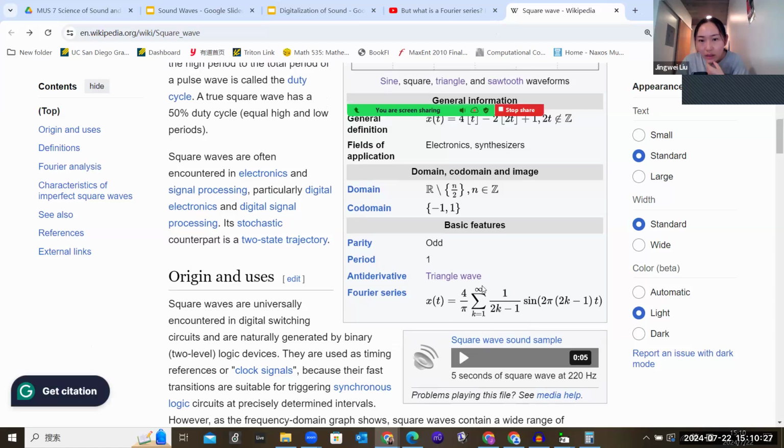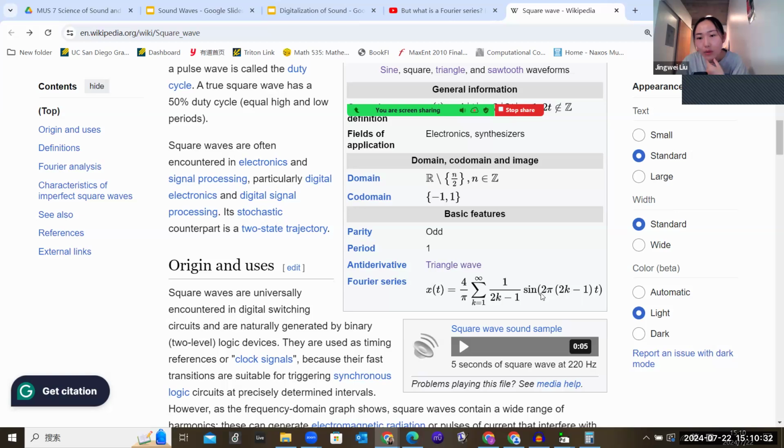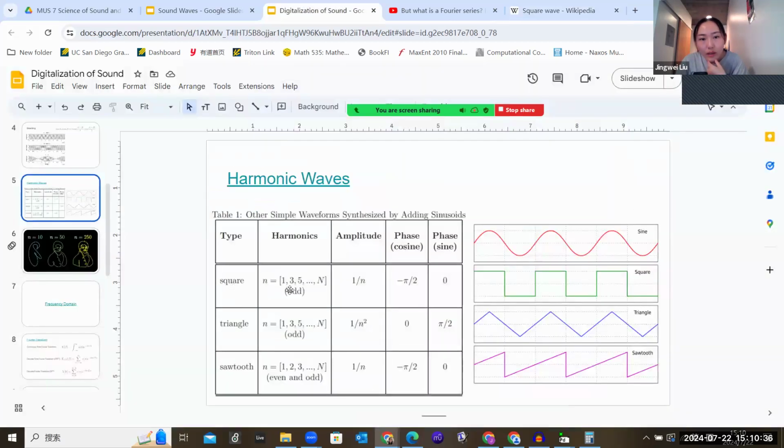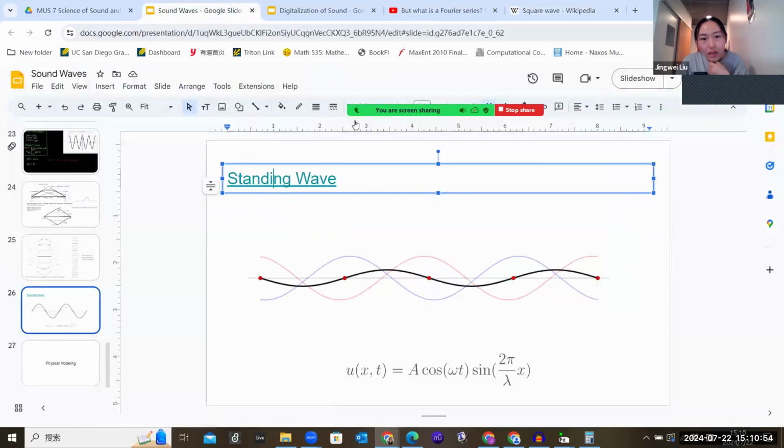Right? So this is a square wave. This is how you can compute those square waves. For square waves, you're adding up the odd harmonics only. You can see this is 2k minus 1, so it's not k. 2k minus 1 means you only have the numbers 1, 3, 5, 7, the odd numbers.